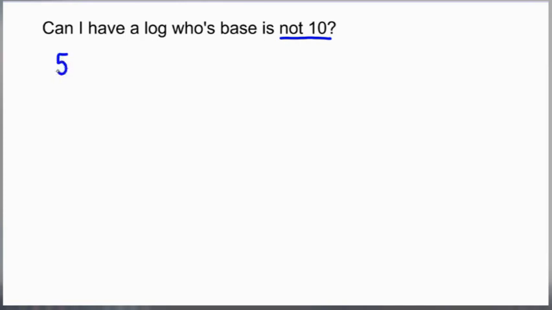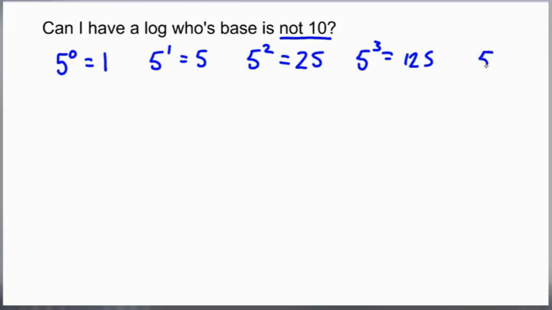Let's take the number 5. 5 to the 0 is 1. 5 to the power of 1 is 5. 5 to the power of 2 is 25. 5 cubed is 125. And 5 to the 4th is 625. Those will help us as we try and solve some problems.